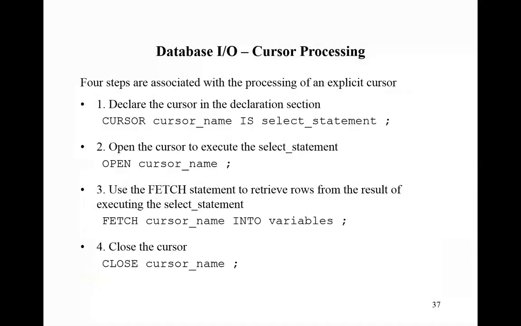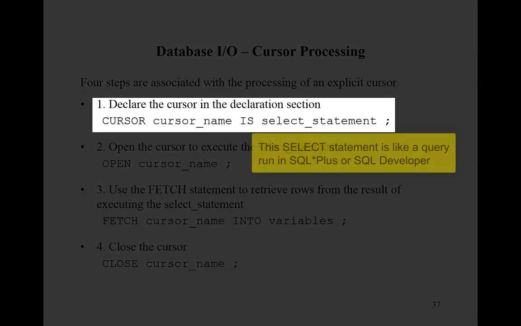There are 4 steps associated with the processing of an explicit cursor. Step 1, we declare the cursor in the declaration section of our program. We do this by using the keyword CURSOR and then giving a name to this work area, and following that with the SQL select statement that will be used to retrieve data from the database.